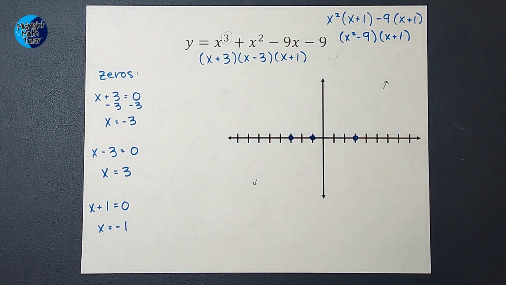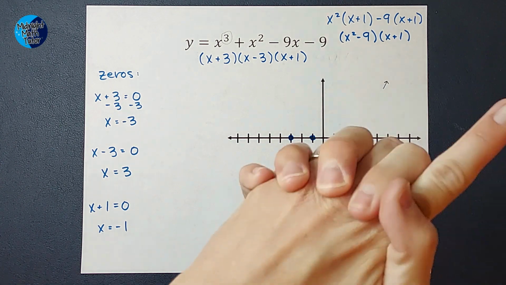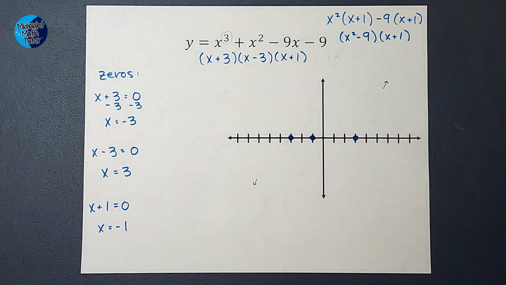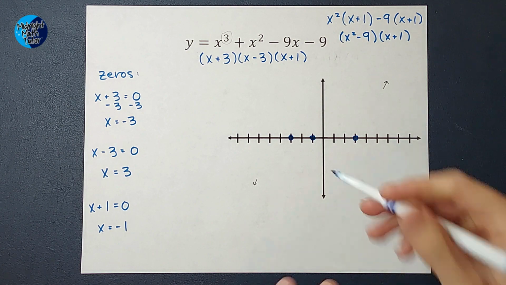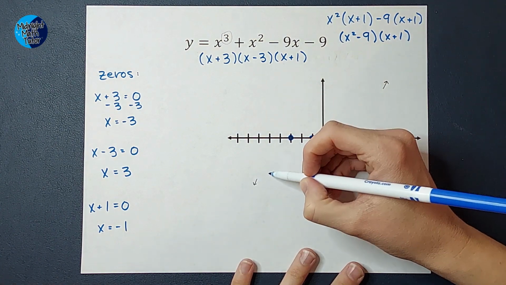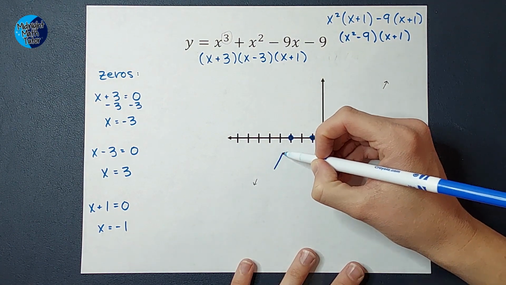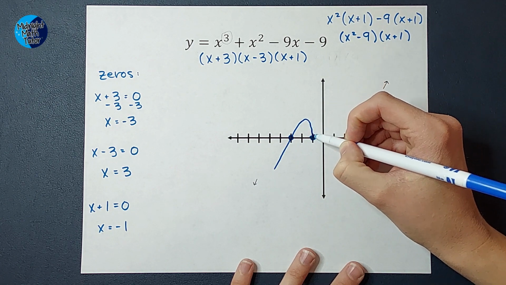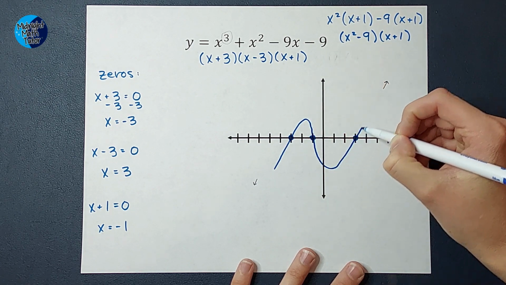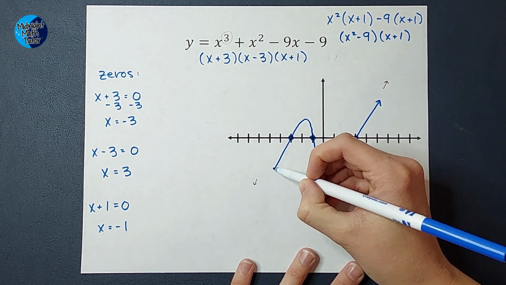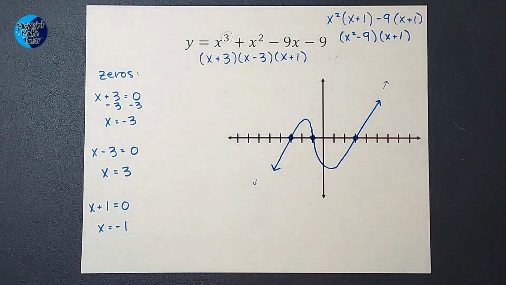If it has an even multiplicity, 2, 4, 6, 8, then it bounces off that spot. Okay, kind of like a parabola. If you want to see an example like that, I will link a video in the corner. Okay, but all of these guys go straight through. Again, this side ends down. We go straight through all of those points. Okay, and that is my graph.